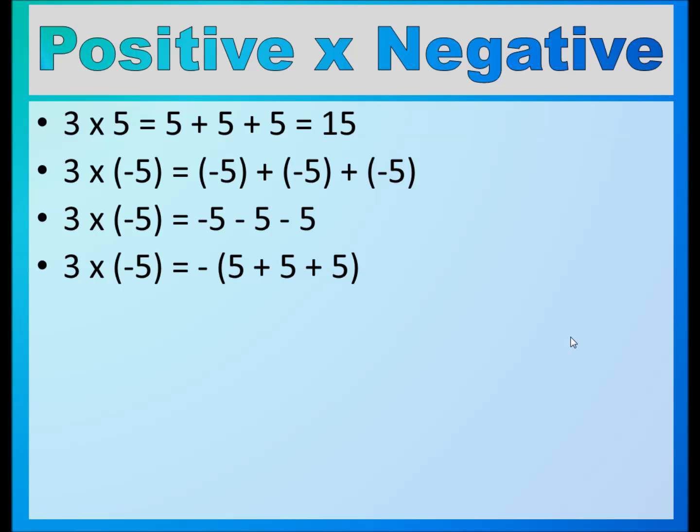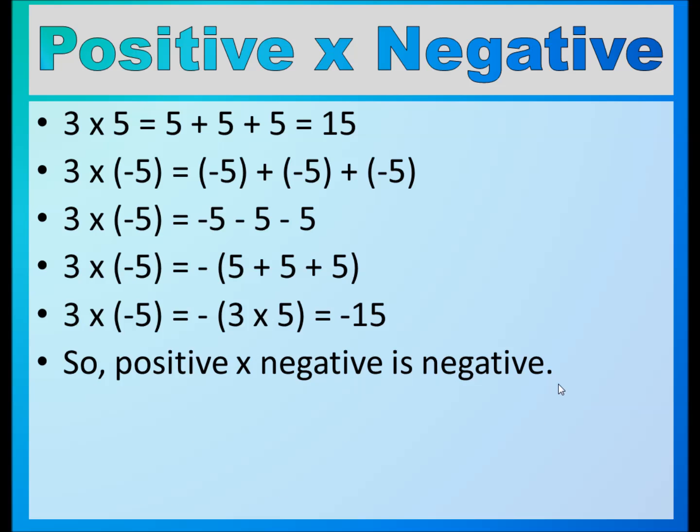And then using the distributive property, we can get negative parentheses 5 plus 5 plus 5. And since we already know that 5 plus 5 plus 5 is equal to 3 times 5, we can know that 3 times negative 5 is equal to negative parentheses 3 times 5, which is negative 15. So positive times negative is negative.